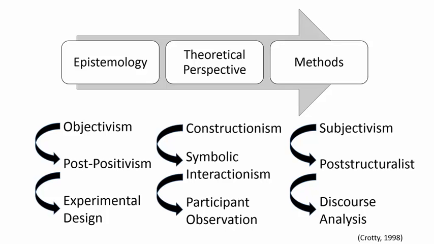So these are just some examples that I pulled, where objectivism would be in epistemology, constructionism would be in epistemology, subjectivism. And on the next slide, I'll talk a little bit more about what these different views are. And these are just some examples of how they might inform theoretical perspectives. There's actually a really good book by Crotty that was published in 1998 that addresses a lot of these things. So I would encourage you to read that book.